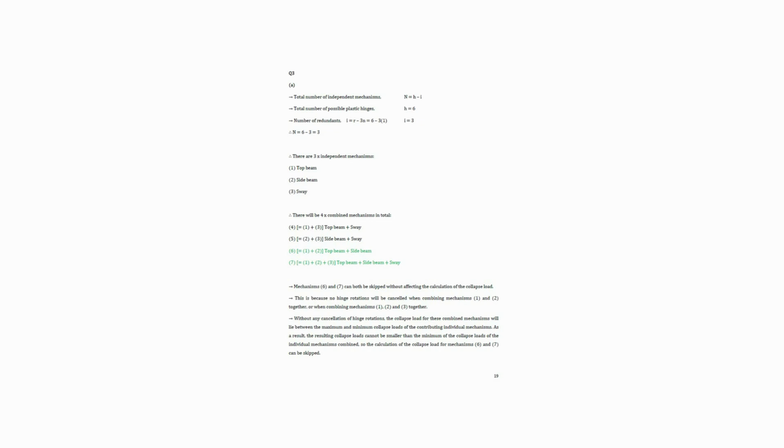Mechanisms 3 and 4 can be skipped because no hinge rotations are cancelled when combining mechanisms 1 and 2, or mechanisms 1, 2, and 3. The collapse loads for these combined mechanisms will be between the maximum and minimum of the individual mechanisms, so they can be skipped in the calculation.